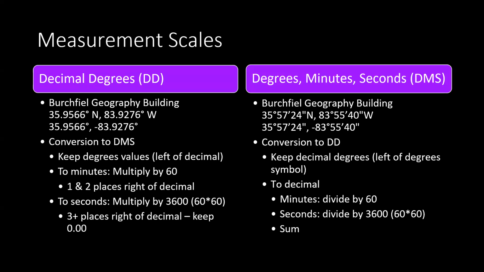Converting from degrees, minutes, seconds to decimal degrees is similar, but you divide instead of multiply, and then you add the numbers together to get the total leftover percentage of an hour or a degree. I have 2 calculation examples in the next 2 slides for each.